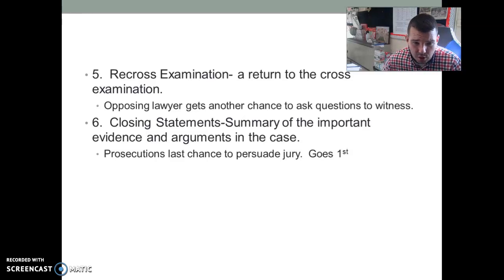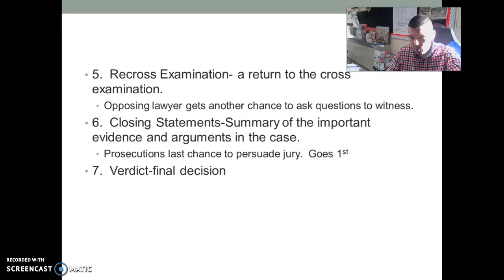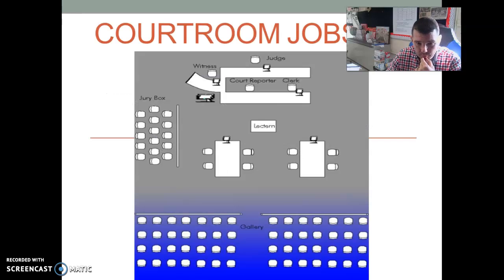And then will come your closing statement, a summary of the important evidence and arguments in the case. It's the prosecution's last chance to persuade the jury, and they go first. So this is the prosecution. They've had witnesses, they've brought all the evidence, they've examined, cross-examined, recross-examined, and then they give the closing. So this is again to the jury: this is what you've seen, this is what you're witnessing, here's our case. So they review everything. And then obviously the defense would have their chance to do their closing statements too. All right, so then obviously would be your verdict and final decision.